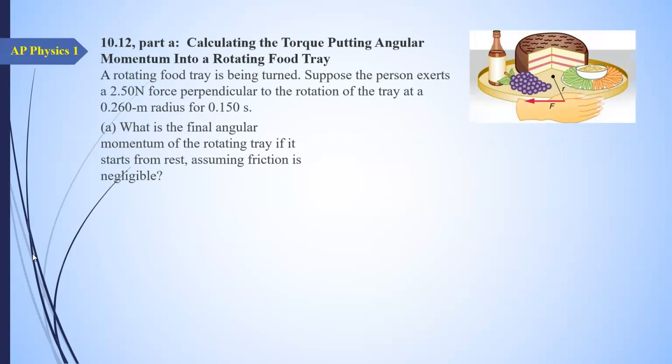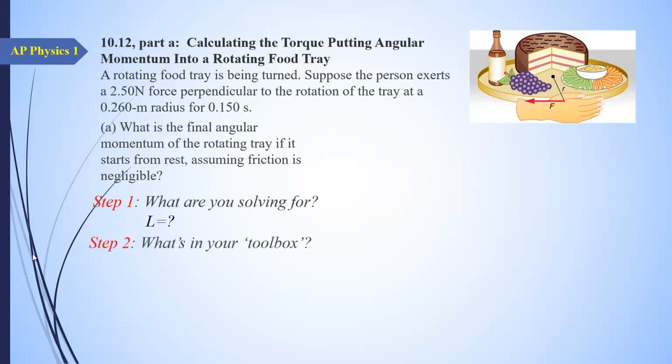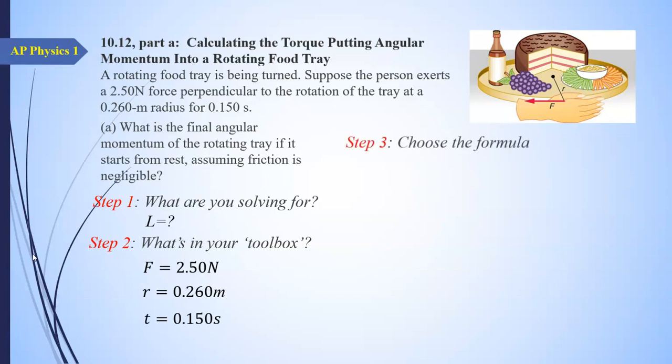All right. Next, a rotating food tray is being turned. Suppose the person exerts 2.5 newtons force perpendicular to the rotation of the tray at 0.26 meter radius for 0.15 seconds. What is the final angular momentum of the rotating tray if it starts from rest, assuming friction is negligible? Okay, so what are we solving for? Angular momentum, L. What's in the toolbox? Well, we have a force of 2.5 newtons, we have a radius of 0.26 meters, and we have a time of 0.15 seconds. So we choose the formula.